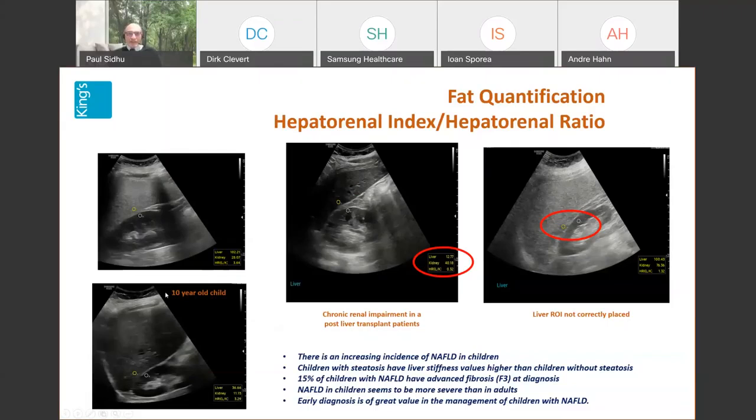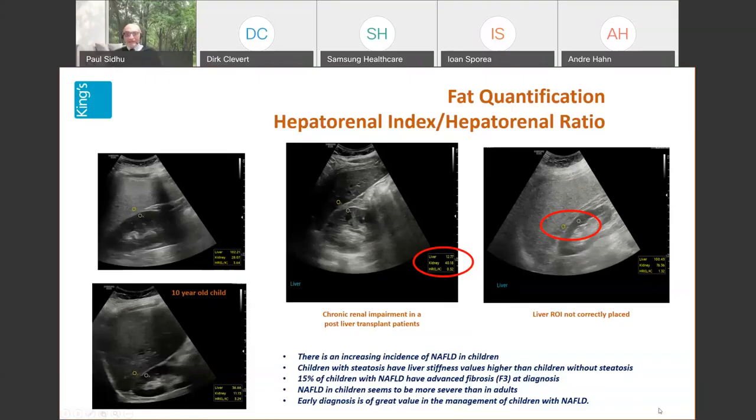But I show you this picture in a child because this is where these sort of measurements and usefulness is for assessing the hepatic fatty change, because in children there's increasing incidence of fatty change, and it seems that they have advanced fibrosis at diagnosis much sooner, and it seems to be that the fatty liver may be more severe in children. So we've got to really keep an eye on children with this.